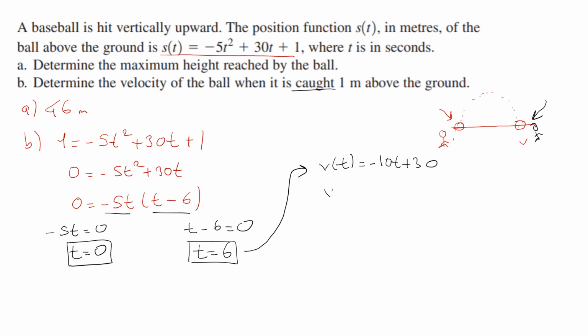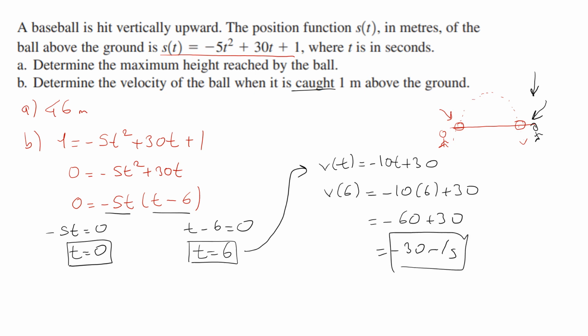So all I need to do is plug in 6 for my t value, which gives me negative 10 times 6 plus 30, so I end up with negative 60 plus 30, and that gives me negative 30 meters per second. The negative value makes sense because it's moving in a negative direction. It's going down, so that's why it's negative. So my answer is negative 30 meters per second when the ball is caught 1 meter above the ground.